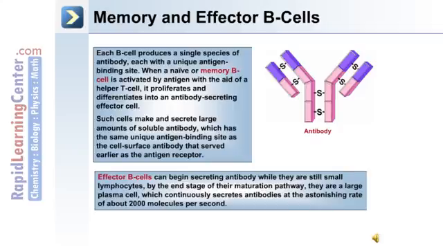Effector B cells can begin secreting antibody while they're still small lymphocytes. By the end of their maturation pathway, they are a large plasma cell, which continuously secretes antibodies at an astonishing rate of about 2,000 molecules per second.